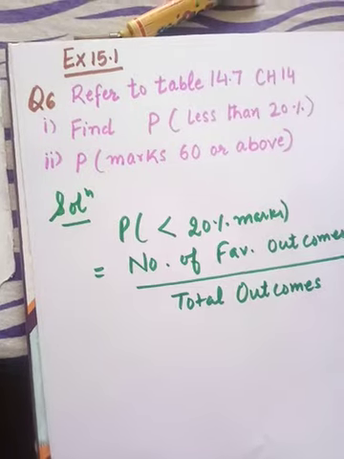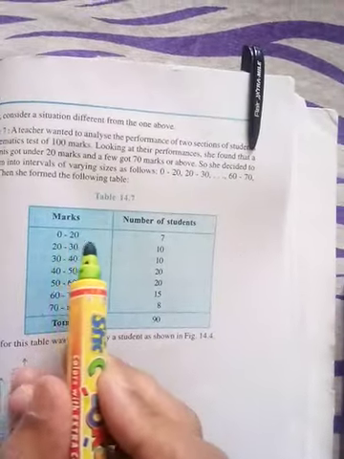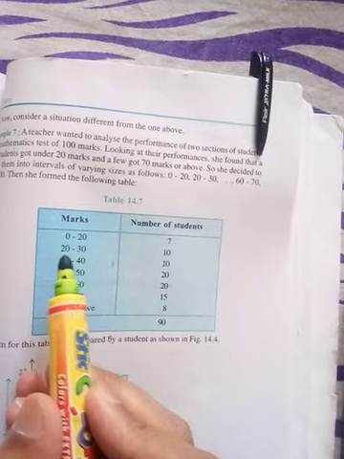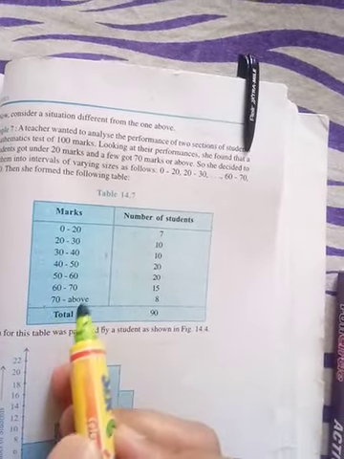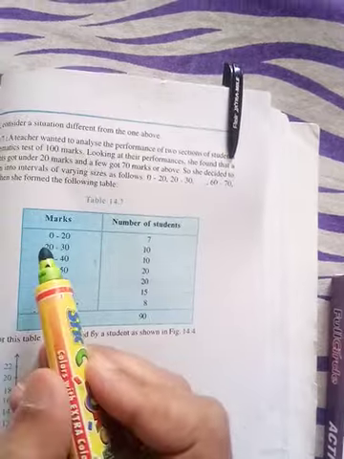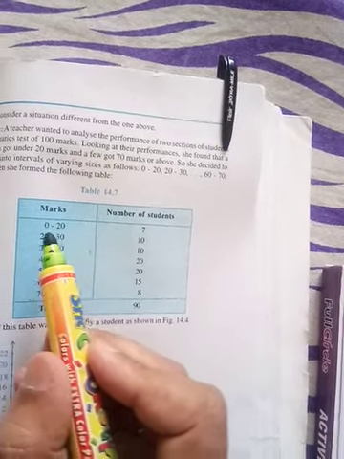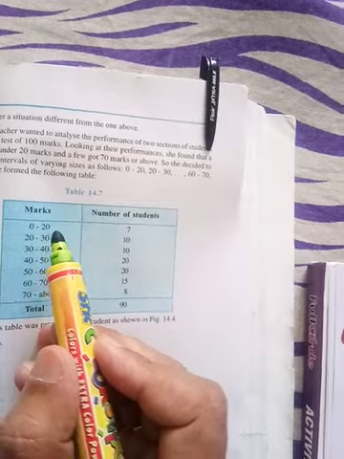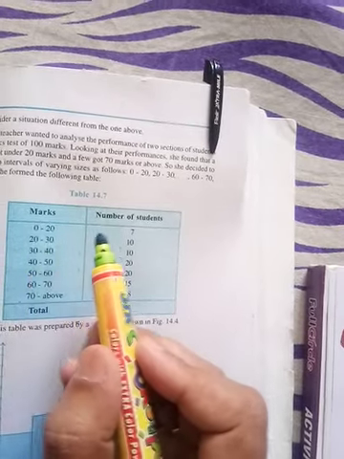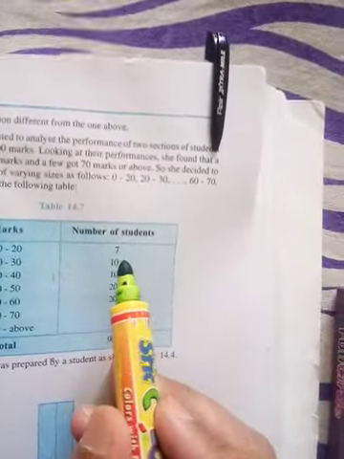Let's see over there, less than 20. So 0 to 20 is nothing but less than 20 only, because after 20 the rest of the marks are given afterward, but 0 to 20 is the only favorable case here. So 0 to 20 means the marks less than 20. So how many students are there? So favorable outcomes are 7.